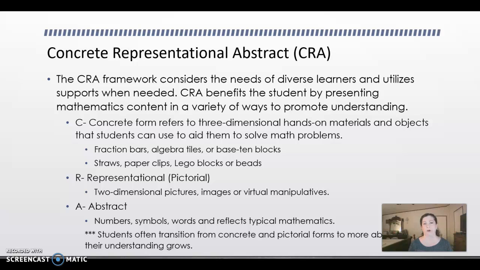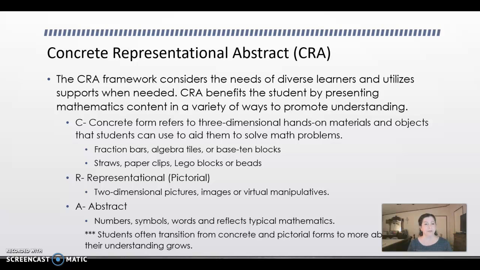The C is for concrete forms, which refers to the three-dimensional hands-on materials and objects that students can use to aid them to solve math problems. These are the fraction bars, algebra tiles, or base 10 blocks, types of manipulatives. You can also use things that cost very little money, things like straws, paper clips, Lego blocks, which I have found to be very useful, or beads, just simple items.